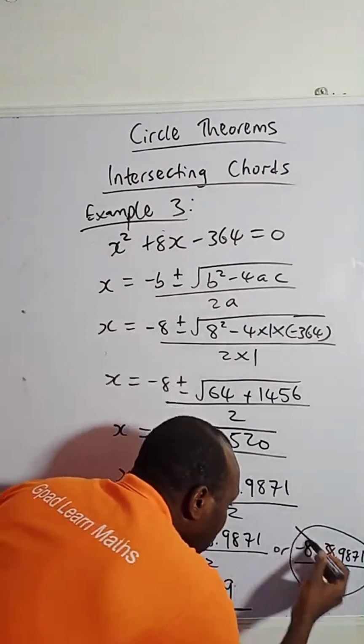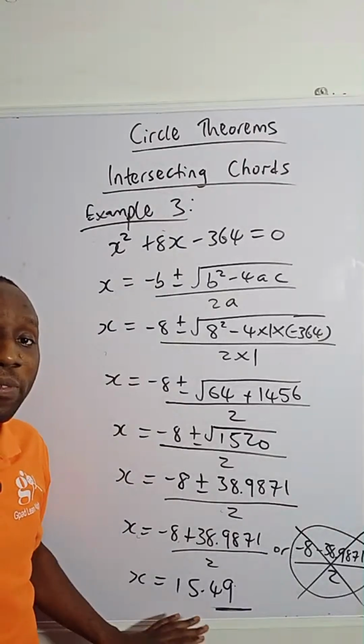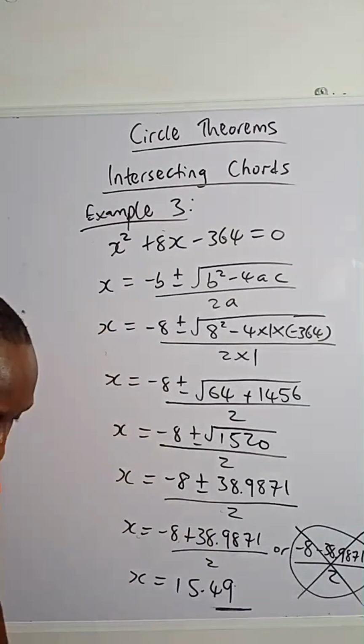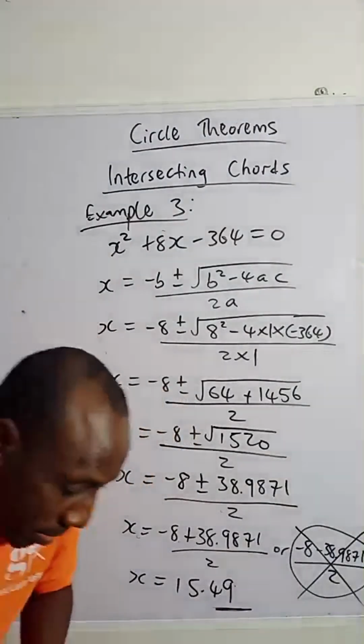This will not be accepted because this one will give us a negative result. So we're only going to pick what? 15.49. If you got the answer, type 1 in the comment.